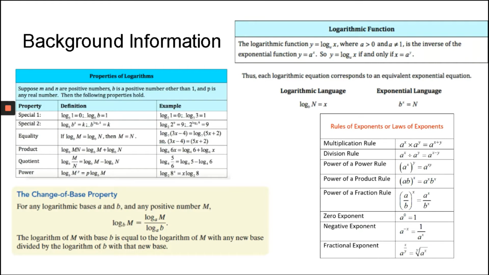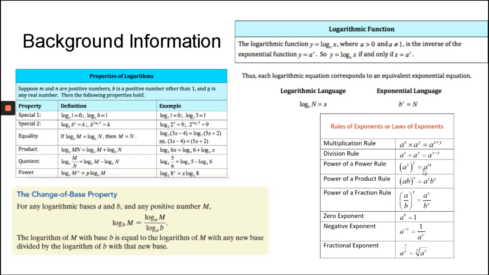Some laws of exponents that we're going to need for this question are, first, the multiplication rule, which is a to the power x times a to the power y equals a to the power x plus y. So let's say we have 2 to the power 3 times 2 to the power 4, then you can do 2 to the power 3 plus 4, which is equal to 2 to the power 7. The bases need to be the same for this rule to work.